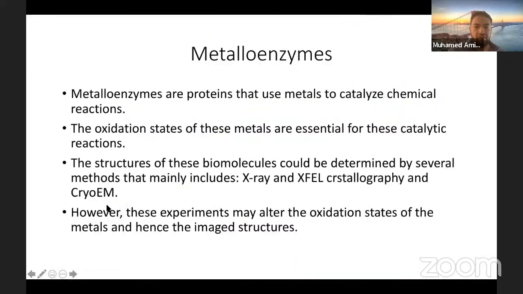Okay, so metalloenzymes, we all know that they are just proteins that include metal centers in their active site. And the oxidation states of these metals are essential for the chemical reaction. The problem when you image such systems is that you generate a lot of electrons and they just mess up the oxidation state of the metal.